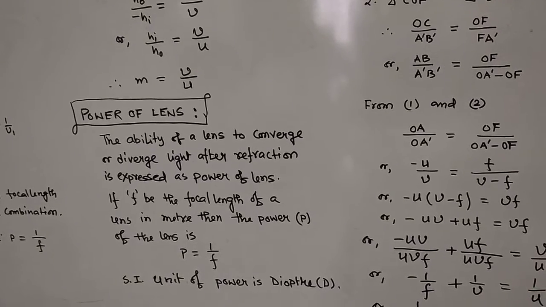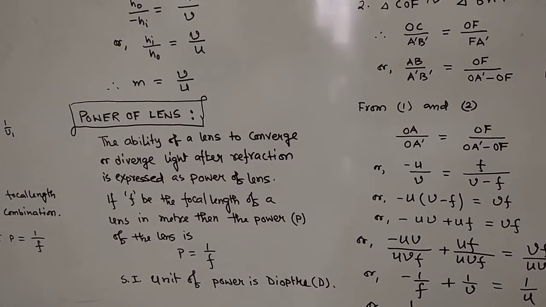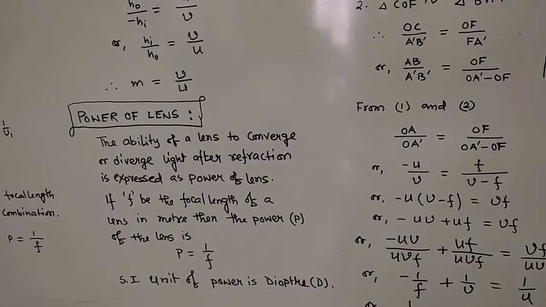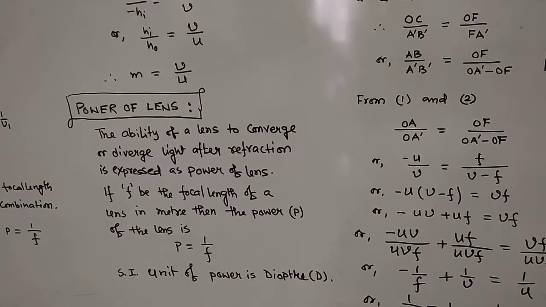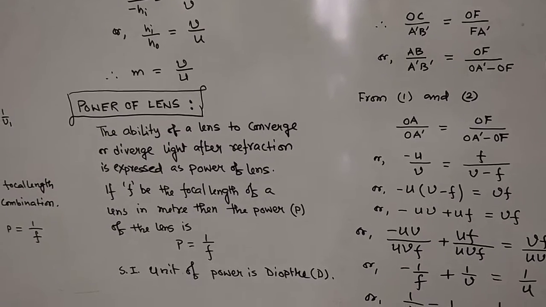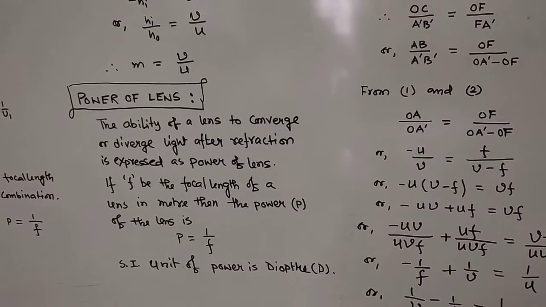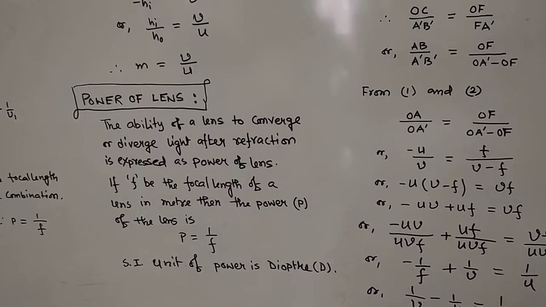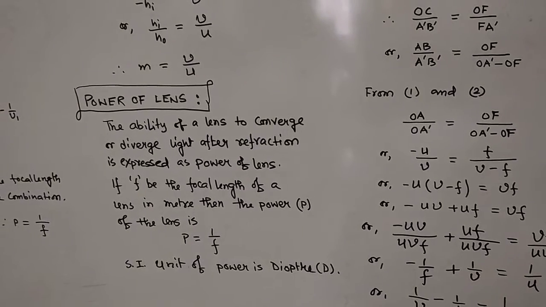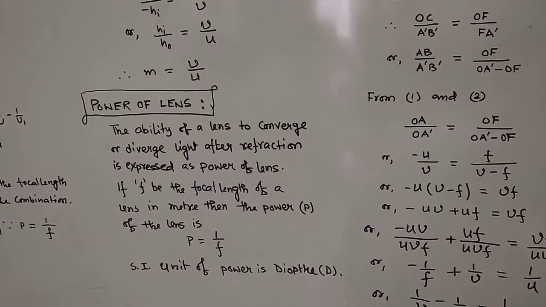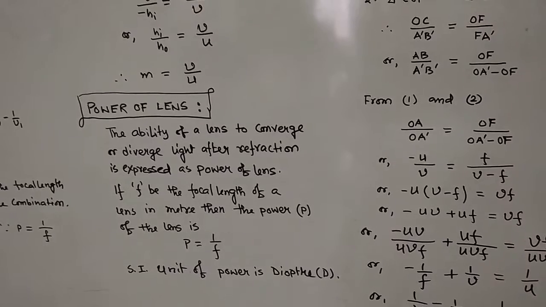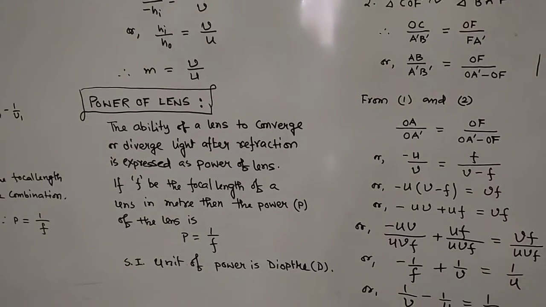So if f is the focal length of a lens in meters, then the power of the lens is P equal to 1 by f. This expression we are going to use. The SI unit of power is the diopter. It means convergence or divergence is higher if the focal length is less. So that's why P equal to 1 by f.